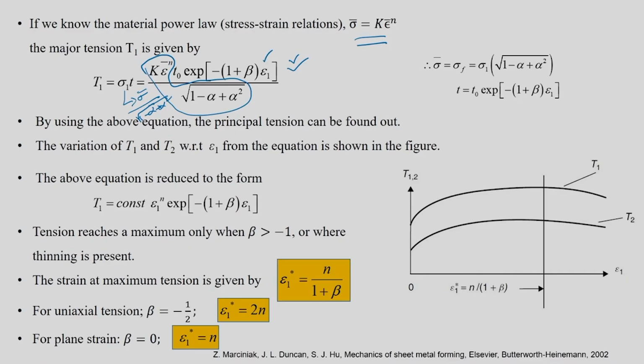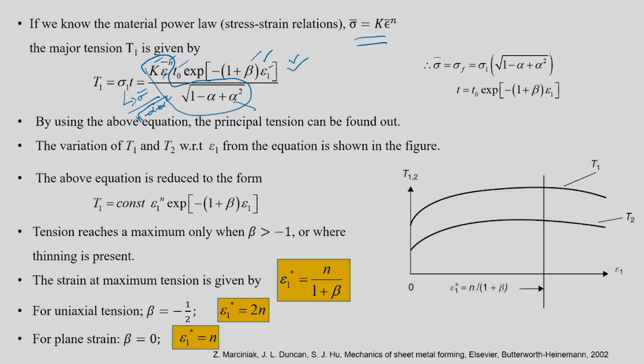Now you will see that this equation is a function of some material properties and your beta, alpha and epsilon 1 strain. K and n are the strength coefficient and strain hardening exponent. t naught is the initial thickness, beta is your strain ratio, alpha is the stress ratio, and finally the only variable is epsilon 1. For epsilon 1 you can get epsilon bar also, because by knowing beta you can get epsilon 2; epsilon 1 and 2 can be obtained, so 3 can be obtained. From this you can get epsilon bar.